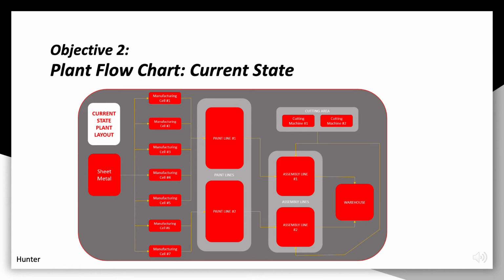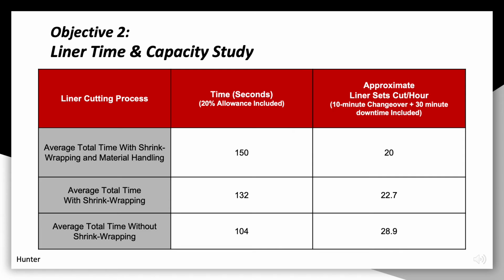The cutting machines are currently located away from assembly line 1 in the top right corner. Water spiders transport mats and liners between the cutting area and assembly. Product is shrink wrapped both at assembly and the cutting area. Our team conducted time studies to determine the cycle times with shrink wrap and material handling, with shrink wrap and without shrink wrap. Without shrink wrapping and material handling produces the highest liner throughput at 28.9 sets per hour.